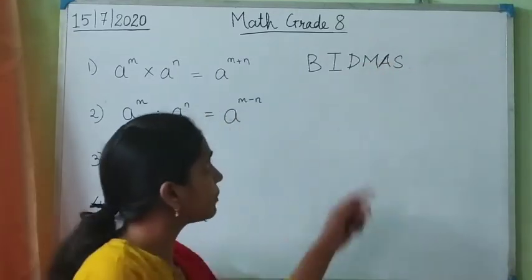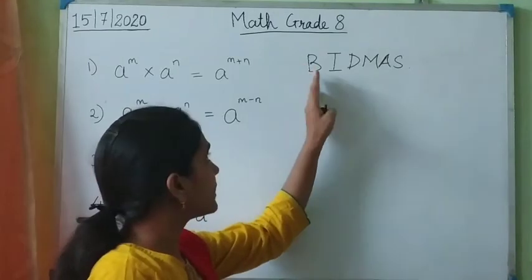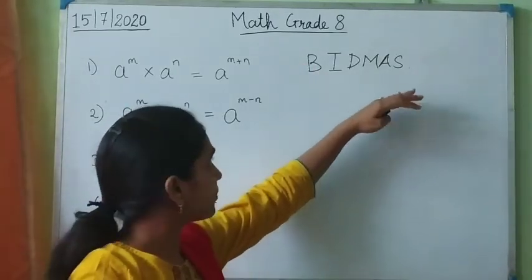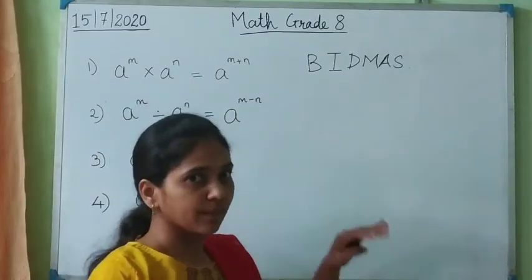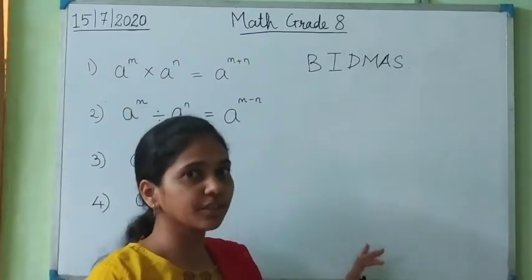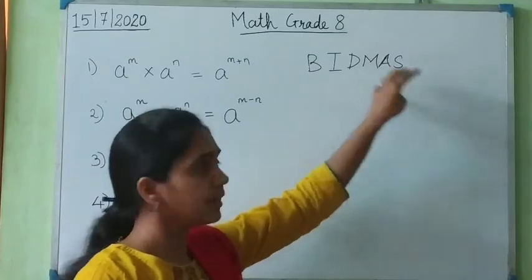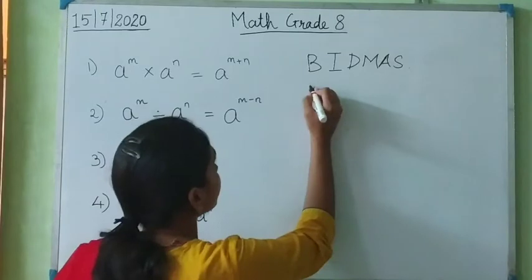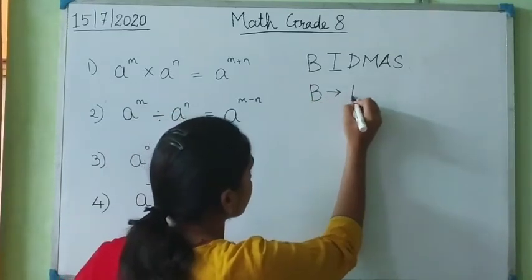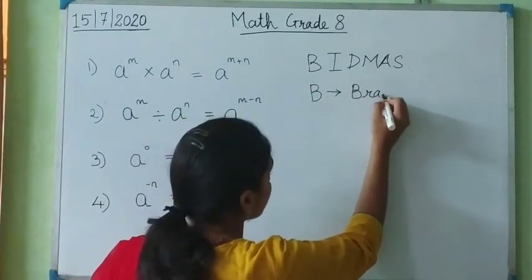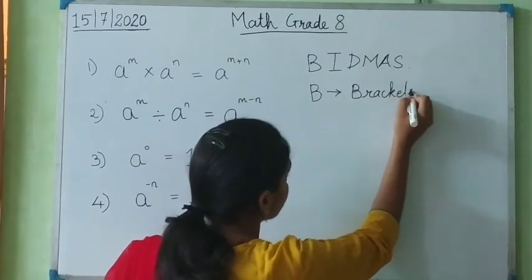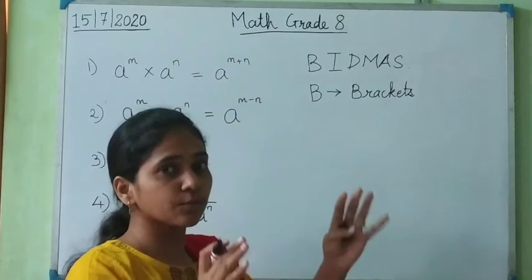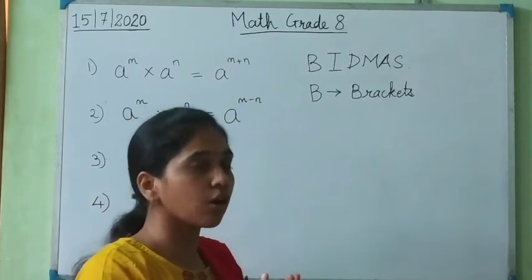okay. BIDMAS stands for, B stands for brackets, okay. This is the rule we have to follow when we simplify sums, okay. If we want to do any simplification, then we follow this rule, okay. So this rule states that B is for brackets. That means if the given sum is having brackets, then we need to solve the brackets first, okay. Whatever is given in the brackets, that we need to solve first.